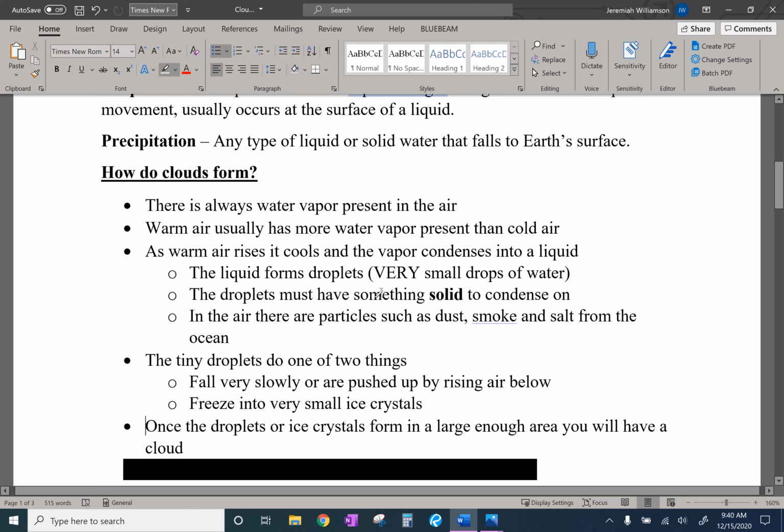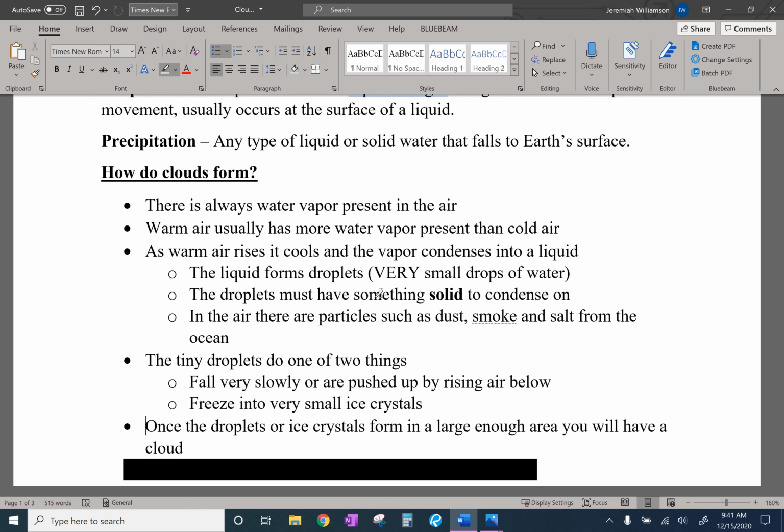Once the droplets or ice crystals form in a large enough area, you have a cloud. You can look in the sky and see a cloud in the distance and see a very small cloud, or you may see a very large cloud. It just kind of depends on how much is in that particular area. And another form of a cloud that you guys have probably seen and been through, whether you've ever been on an airplane or not, is fog. Fog is a type of cloud. It's tiny water droplets. I've actually been in situations where I was walking through fog and came out of it as though I had been through rain. It's because the water droplets started kind of clinging onto my clothes and things like that.